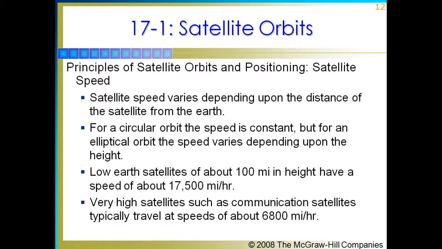Low Earth satellites of about 100 miles in height have a speed in the neighborhood of 17,500 miles per hour. Very high satellites such as communication satellites, which are approximately 22,300 miles out, rotate much more slowly, a typical speed of such a satellite being in the neighborhood of 6,800 miles per hour.